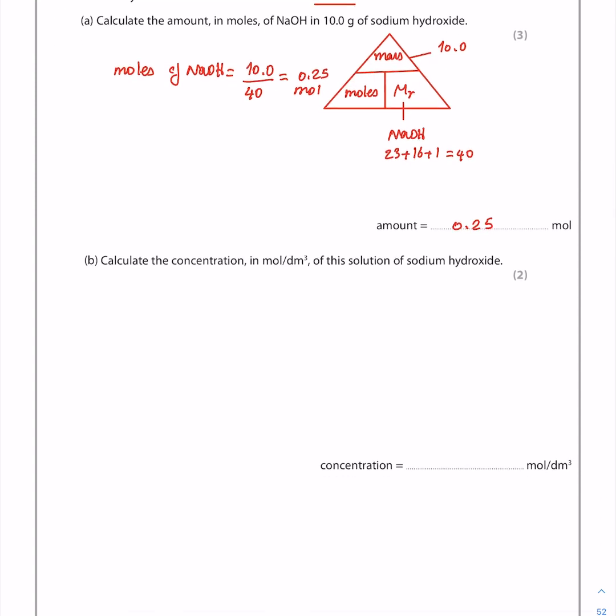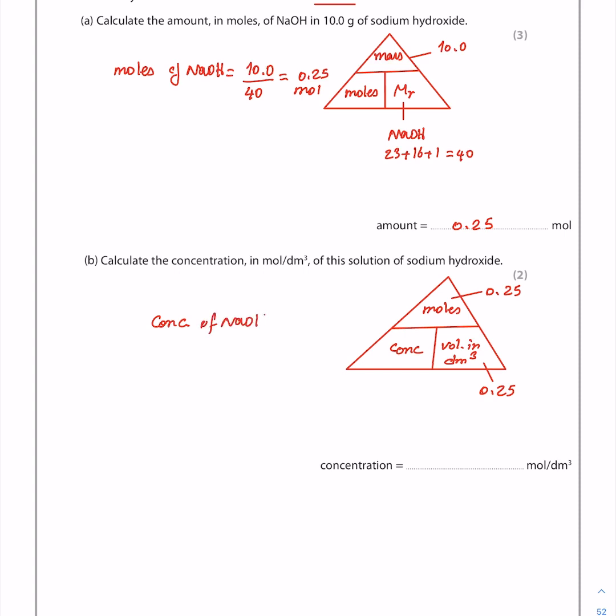B. Calculate the concentration mole per cubic decimeter of this solution of sodium hydroxide. فهنكتب قانون concentration. Concentration is equal to moles over volume in cubic decimeter. معانا المولز 0.25 ومعانا الفوليوم 250 over 1000 يعني 0.25. يبقى concentration of sodium hydroxide is equal to moles 0.25 over volume 0.25 يبقى equals 1 mole per cubic decimeter. يبقى هنا concentration 1 mole per cubic decimeter.